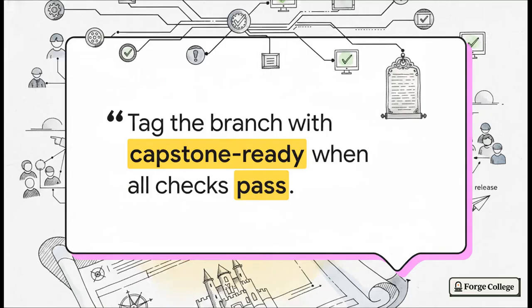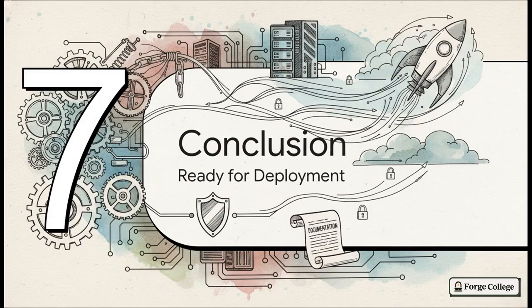Once you've resolved those issues, or, if you totally aced it on the first try, you get to do the best part. When all checks pass, tag that branch with capstone-ready. That single, simple tag signals to the world, to the next development team, and honestly to your future self that the master blueprint is fully verified. Conclusion: ready for deployment environments.